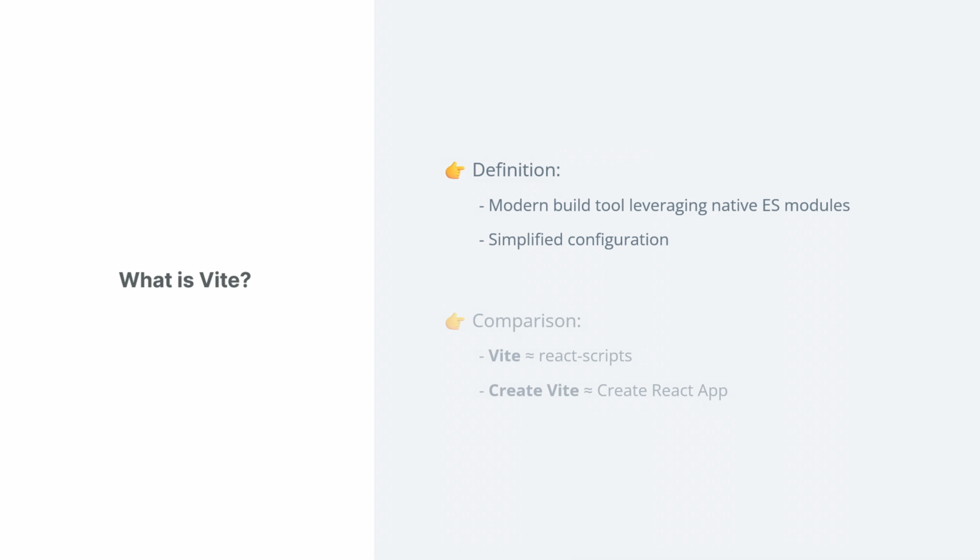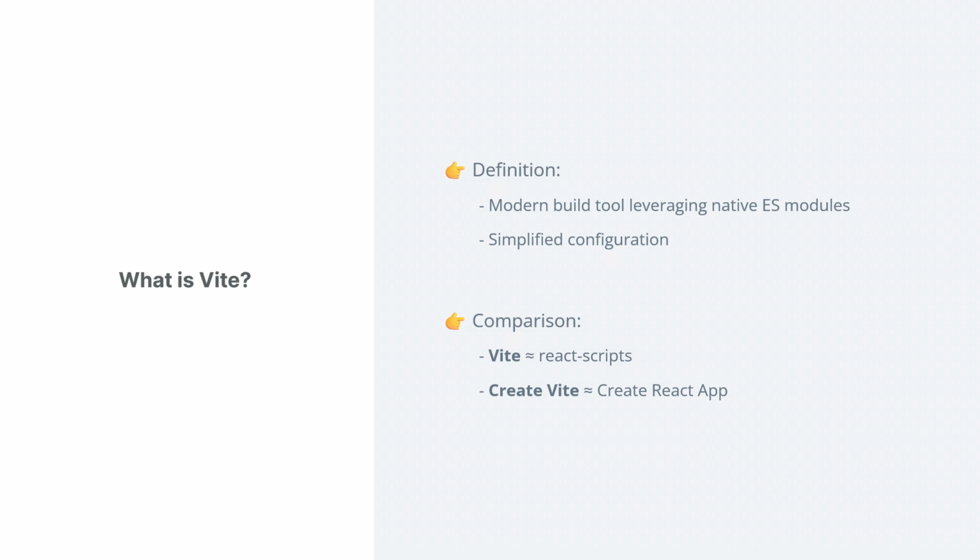Alright, first, let's take a look at what Vite is and distinguish between two concepts, Vite and Create Vite. Vite is a modern build tool designed for lightning-fast development, leveraging native ES modules for a more efficient development experience. It simplifies the configuration process compared to traditional bundlers like Webpack.